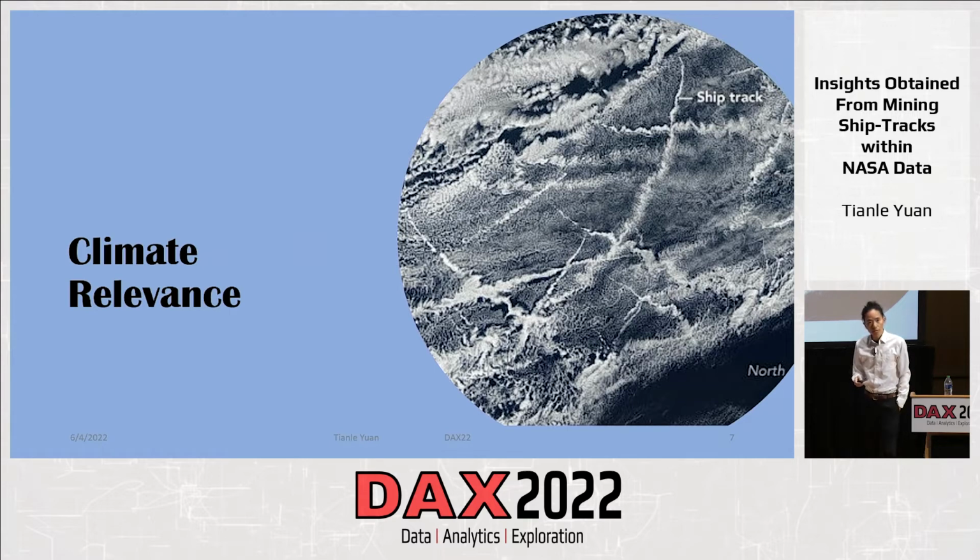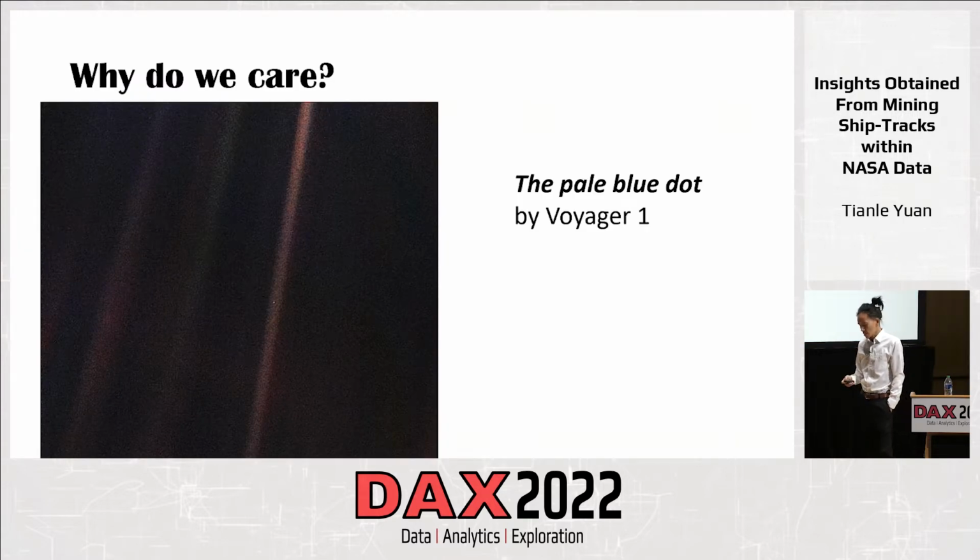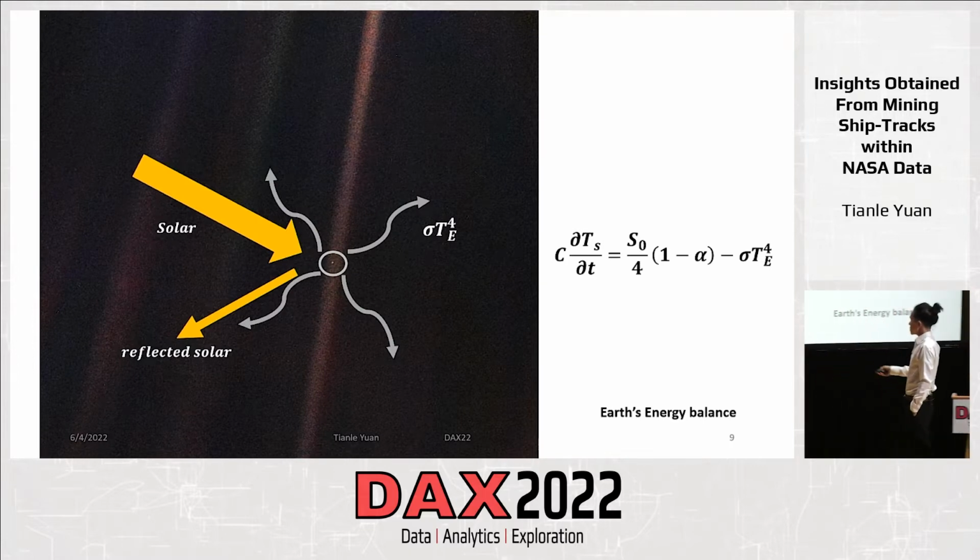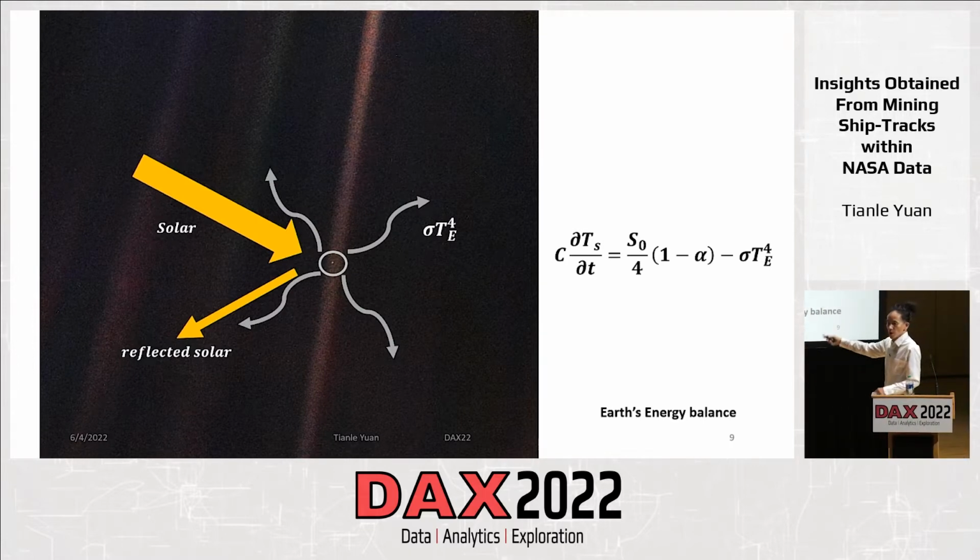Let me give you an idea why I say that. This is a picture taken by Voyager 1, a famous spacecraft from the 1970s, billions of miles away. You see that pale blue dot right here. Can you see it? That's Earth, and the brightness you see is basically sunlight reflected by the total Earth. This is how we think about climate, down to the simplest terms.